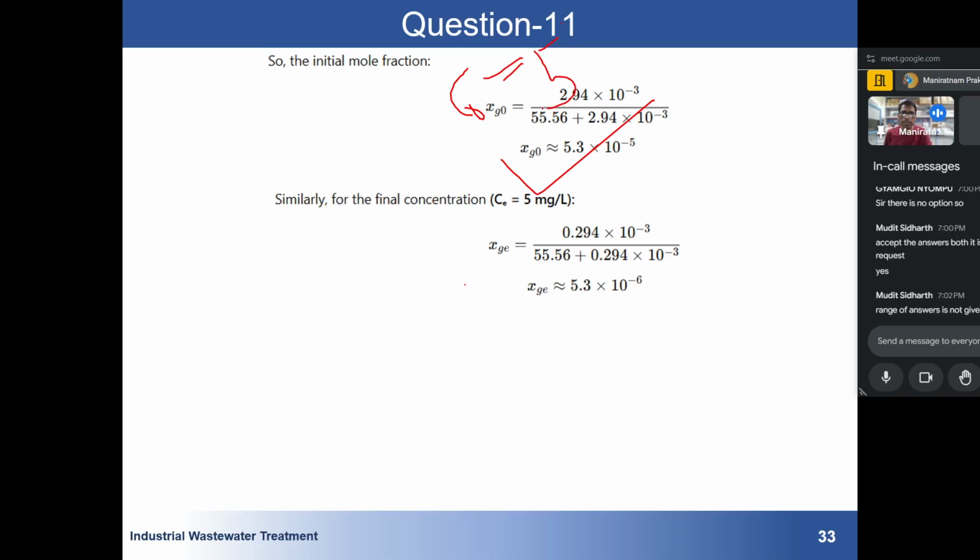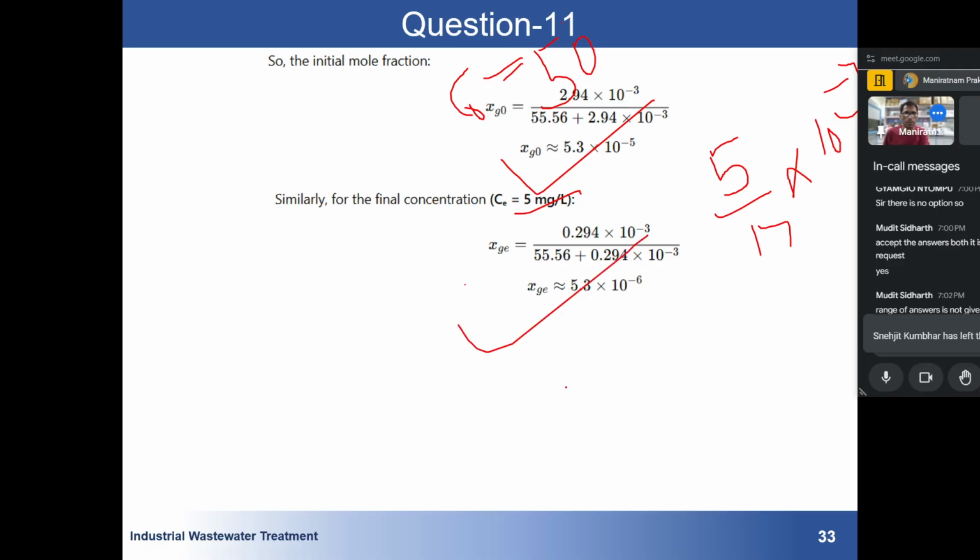Now the second part of the question was to find the mole fraction at the outlet, that is after the treatment. Here the concentration is 5 milligram per liter. Then again it will be 5 divided by 17 into 10 to the power minus 3. Then it will be 0.293, then the mole fraction is 5.3 into 10 to the power minus 6.